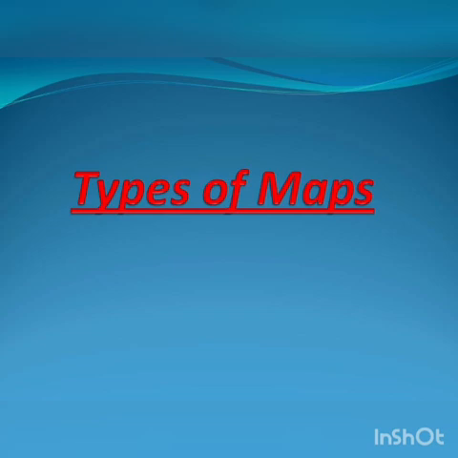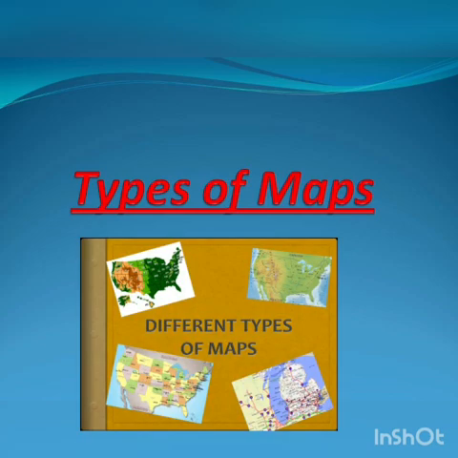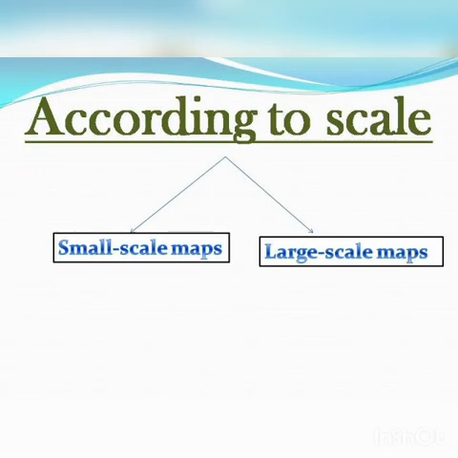We use many types of maps. Different types of maps are used by different people according to their needs. So maps can be classified in many ways, but two of them are most useful. One is according to the scale and the other one is according to the function. Let us understand first the division of maps according to the scale. According to scale, there are two types of maps: small scale maps and large scale maps.